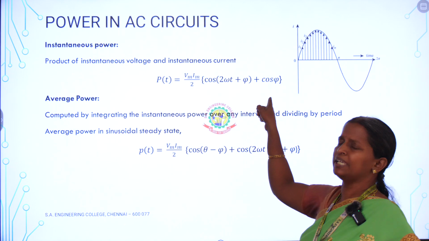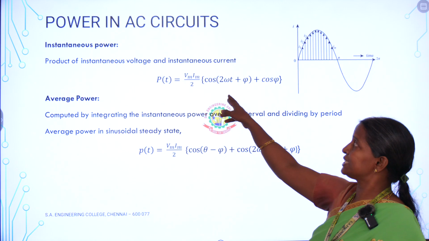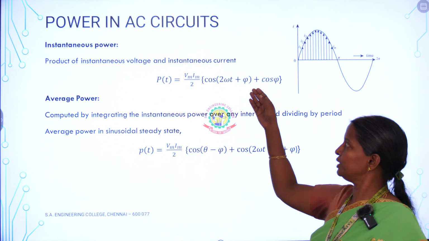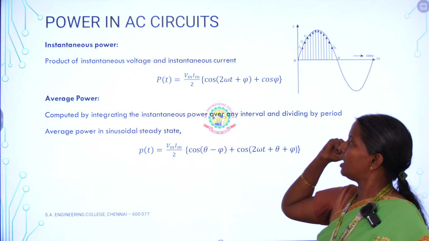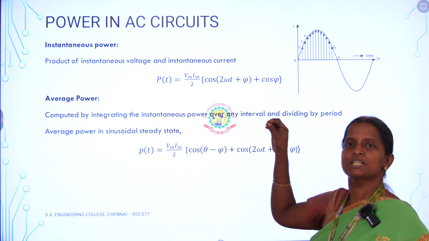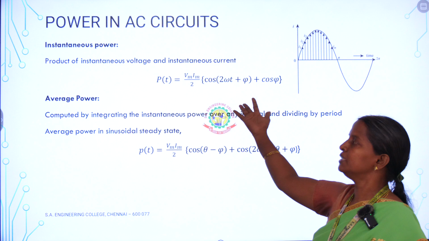Well, how it is coming here means V is equal to Vm cos omega t, I is equal to Im sin of omega t plus phi. We are taking like that, so that only it is coming like that. We have to apply the cos A cos B formula: cos of A plus B by 2 plus cos of A minus B by 2. So after substituting, we will get the instantaneous power as this one.